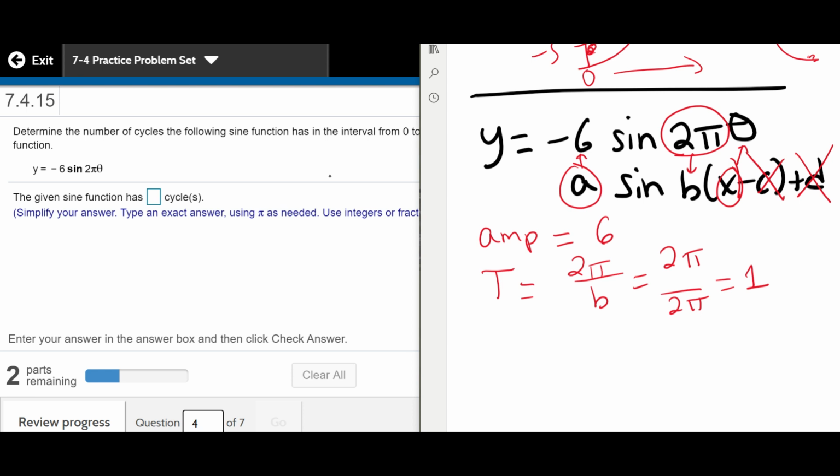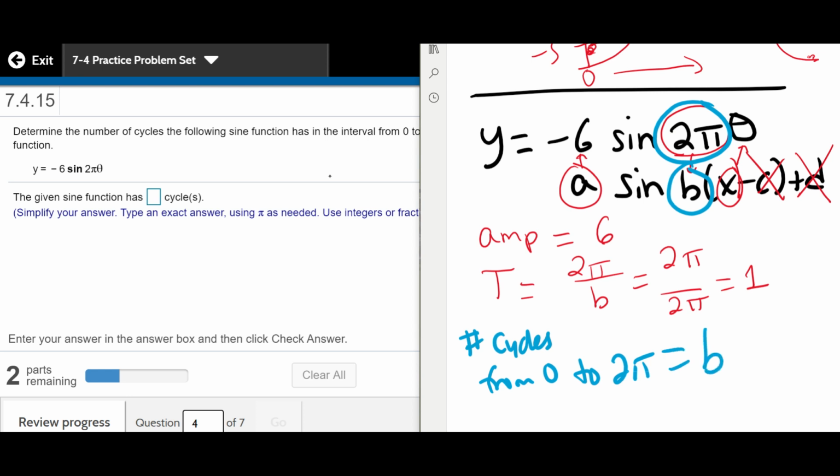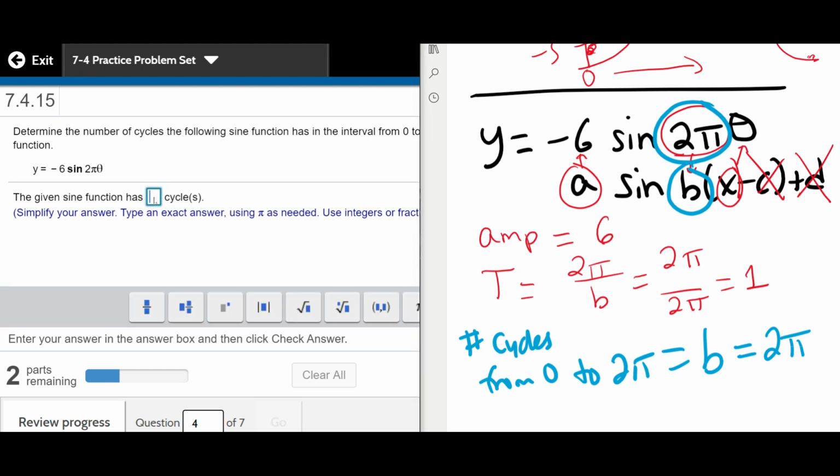Okay, now if they wanted the number of cycles, very easy to do. All you have to do for the number of cycles is use the b. I didn't actually mention this in the notes, but the b actually represents the number of cycles from 0 to 2 pi. Okay, so the number of cycles from 0 to 2 pi, basically the number of waves, is given by b. So that's what b tells you. So in this case, the number of cycles is 2 pi because b is 2 pi. So it's very easy to figure out. If they're asking you for the number of cycles, you simply use your b term.